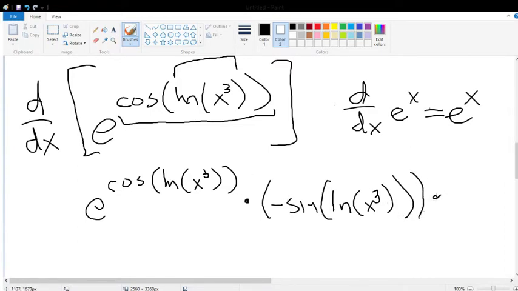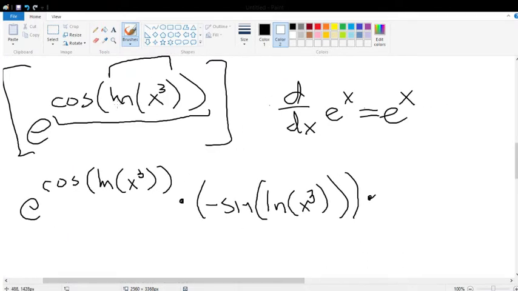Yeah. And then we move on to the next layer. The next layer is natural log of x. This is your next layer, the one I already drew right there. And the derivative of natural log of x is 1 over x.